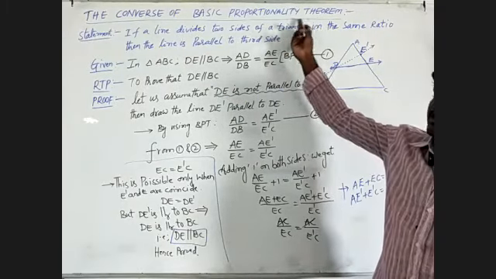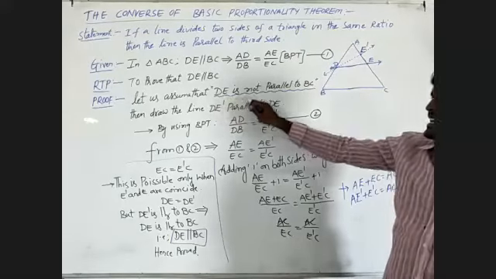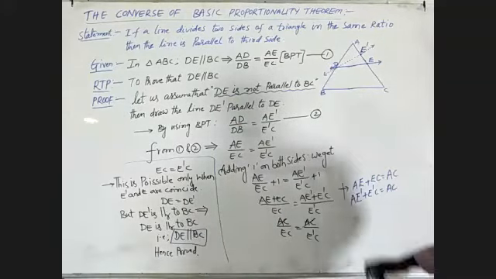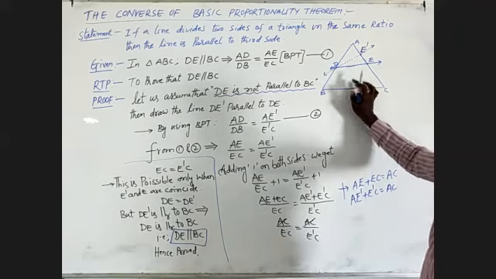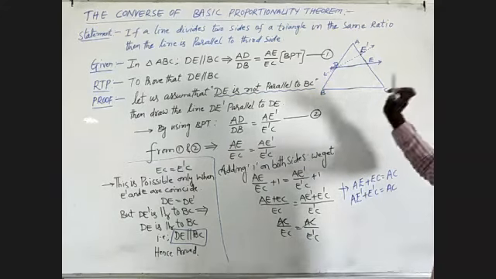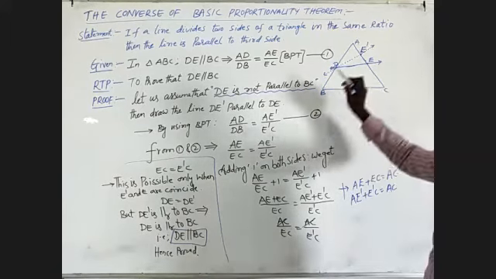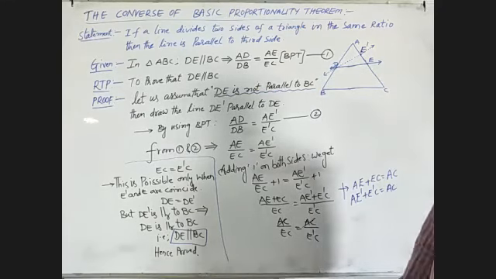The given theorem is the converse of the basic proportionality theorem, so first let us assume that DE is not parallel to BC. Here one line is extended. Then draw the line DE dash parallel to DE.